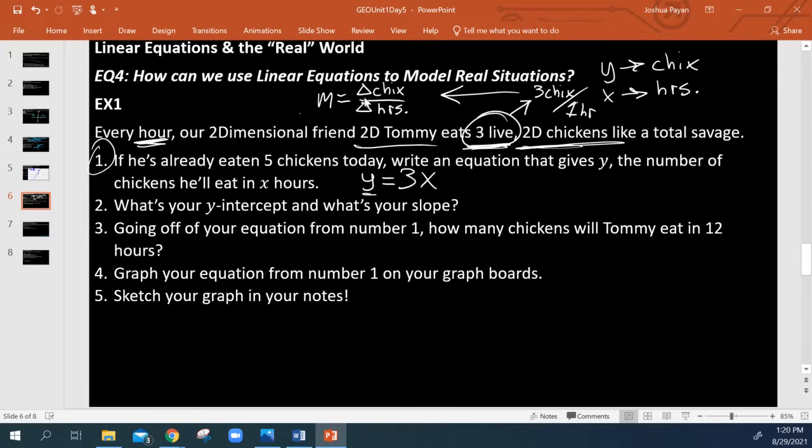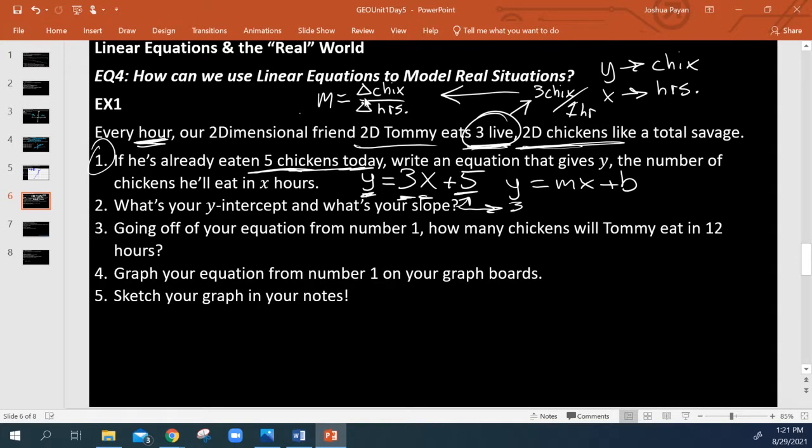Okay, so y equals mx plus b. So what is our y-intercept here? Well, he's already eaten 5 chickens today, so we need to add the 5 that he already ate. There's our y-intercept. y equals mx plus b. So our y-intercept is 5, and our slope is 3.